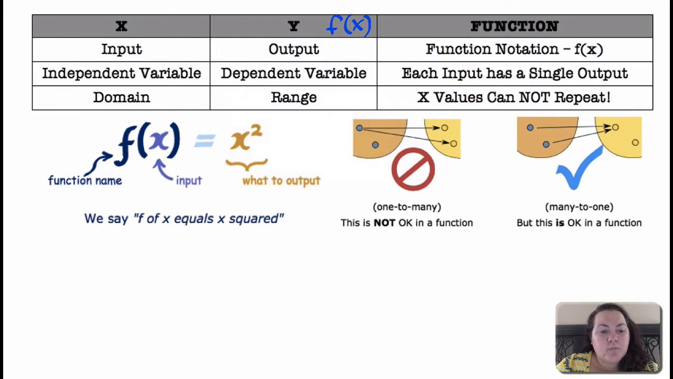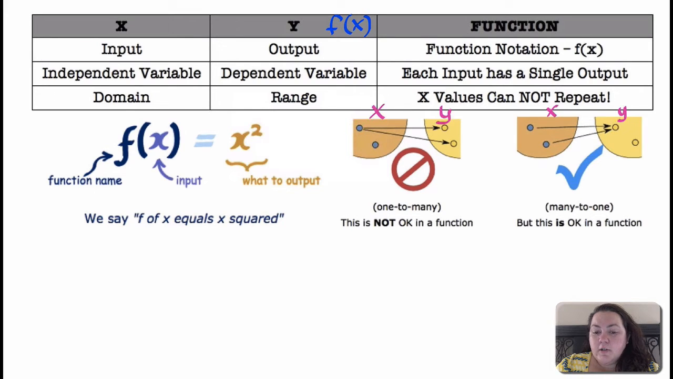So function notation, we have this example, f of x equals x squared. F is the function name. It doesn't always have to be f. It could be g, or it could be c for cost, or p for profit, okay? But it's f of x, or g of x, or c of x, depending on which variable you're using.